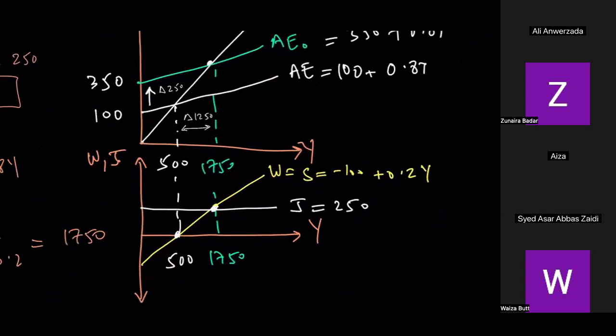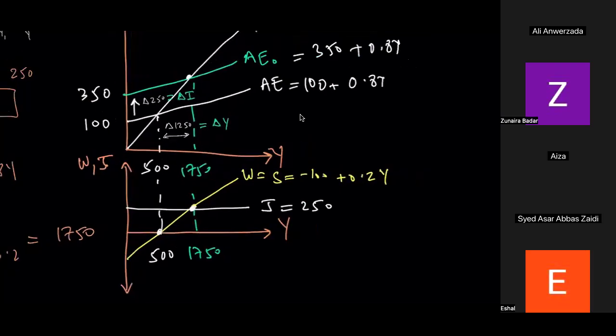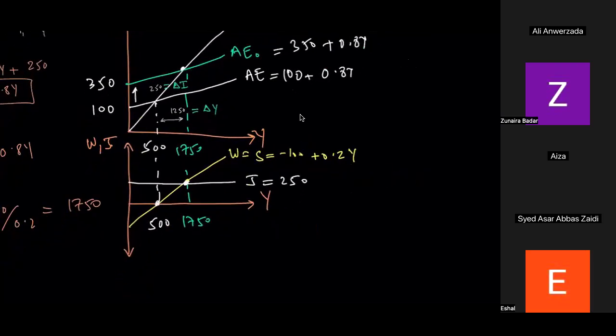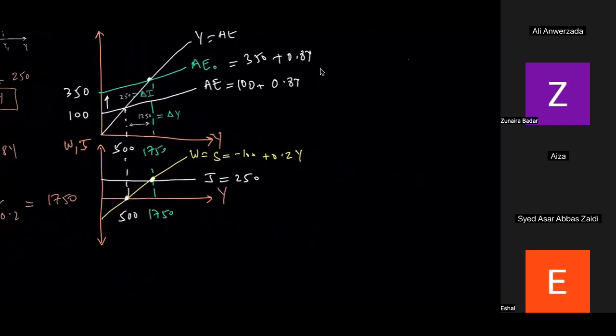So change in I is equal to 250, while change in Y is equal to 1250. Right? So what is happening here is that you are looking at the GDP actually rising by more than the change in investment, right? So if you look at this, you are looking at a situation where a change in I of 250 is leading to a change in Y of 1250.